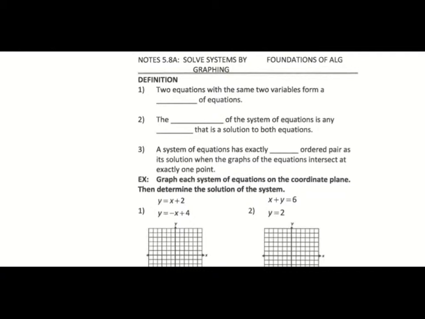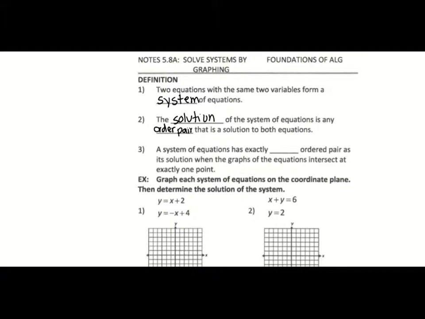In 5.8a, we are going to talk about solving systems by graphing. When we have two equations with the same two variables, we call them a system of equations. The solution of our system of equations is any ordered pair that is a solution to both equations. So if we have an XY ordered pair that works for both equations, that is our answer to that system.